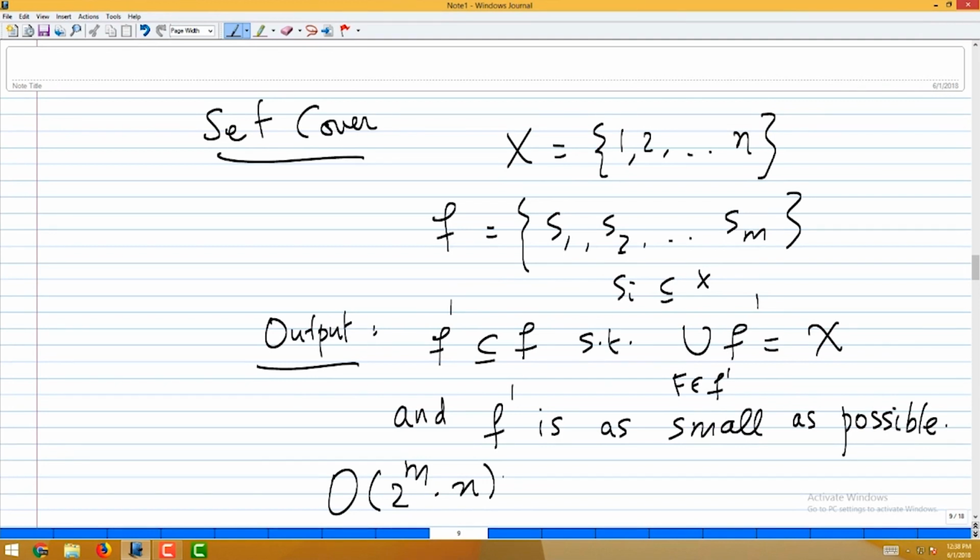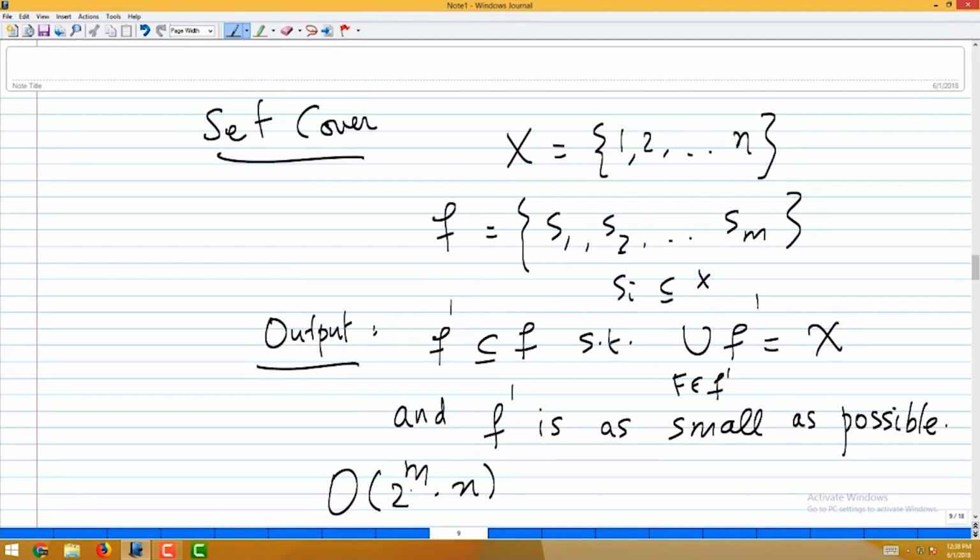But m could be very, very large, right. M is subsets of the universe. So, that could be as bad as 2 power n. I might have all possible subsets here. So, I do not want my algorithm's running time to depend on m, I would rather have it depend on n. Okay. So, we will design such an algorithm using dynamic programming.